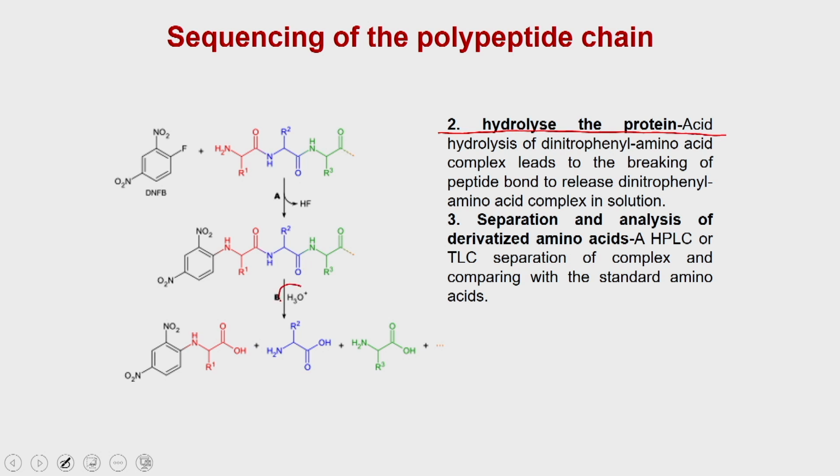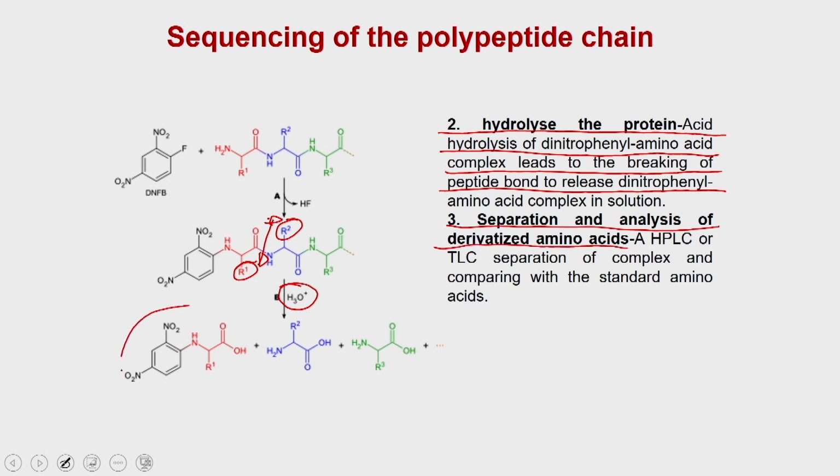You will hydrolyze this particular peptide complex. Acid hydrolysis of the dinitrophenyl amino acid complex leads to the breaking of the peptide bond to release the amino acid. Once you do the acid hydrolysis, the peptide bond is going to be broken between R1 and R2, and as a result the first amino acid is going to be released along with the complex. So, the dinitrophenyl amino acid complex is released and the remaining peptide chain will remain intact. Then the third step is the separation and analysis of the derivatized amino acid.